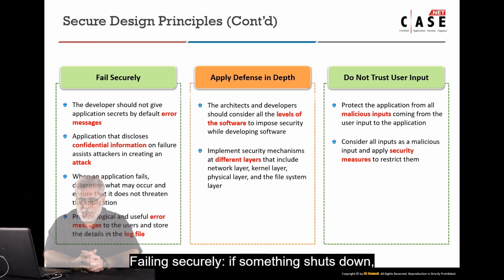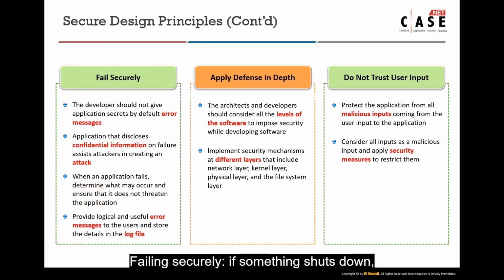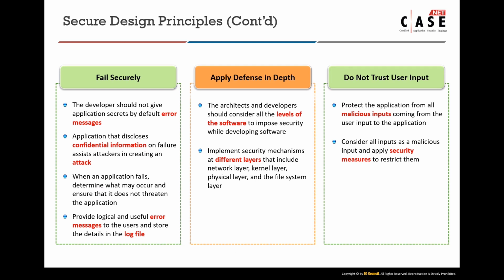Failing securely. If something shuts down, it should make sure that everything gets turned off and closed in the process. If there's error handling, that's an application crash, close database connections, close password files, re-encrypt data that's been decrypted, things of that nature. Fail securely.